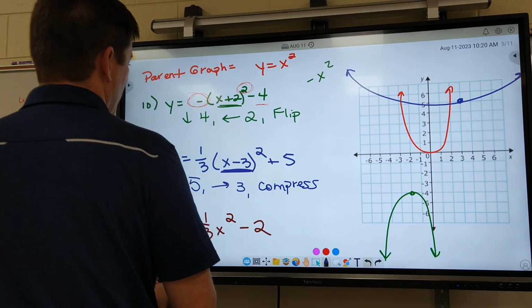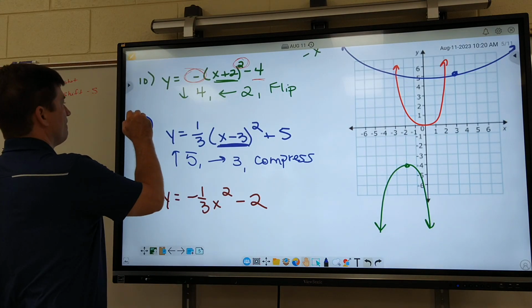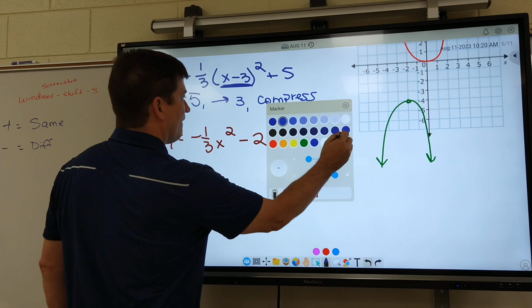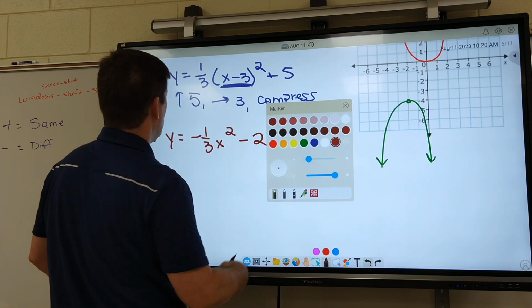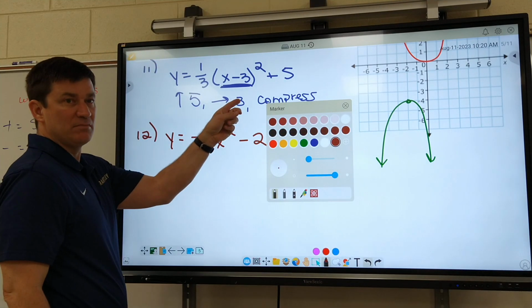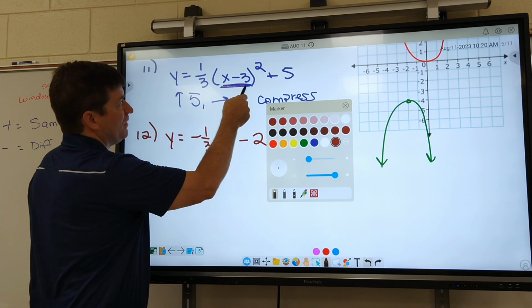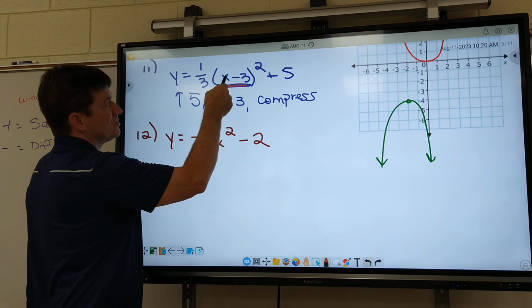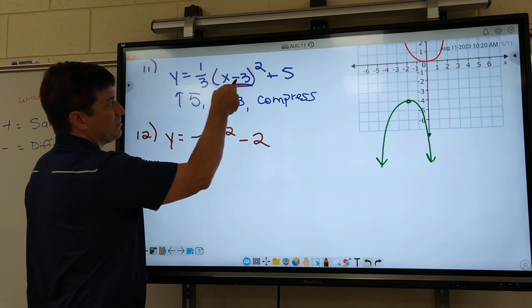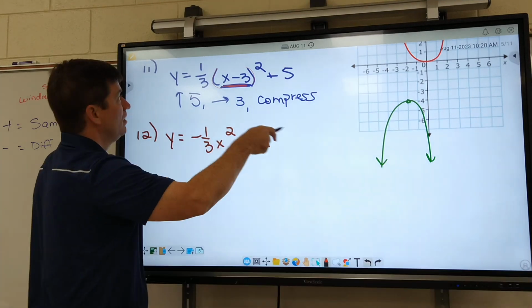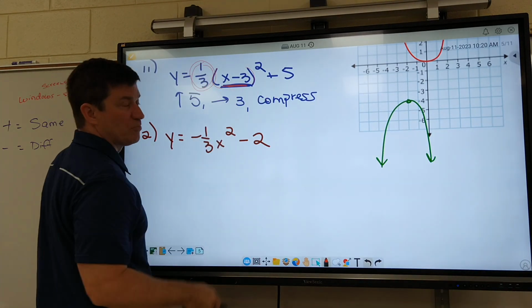Anybody got a question on 11? I'm confused how you solve it. Ask me a question. What you got? You understand how I got up 5 and right 3? No, that's what I don't understand. Plus 5 on the end is up 5. That's going right 3 because whatever the sign is inside the parentheses, you got to flip it. So that makes it a positive 3, which pushes it that way. And the fraction in front makes it compress.